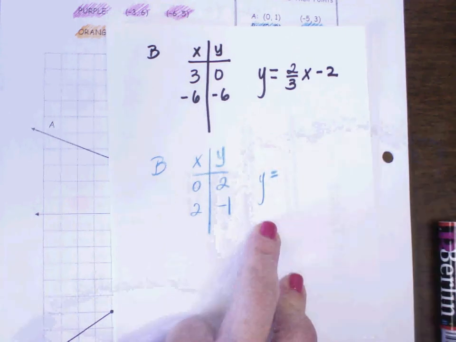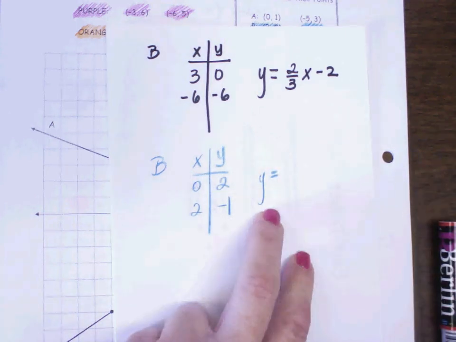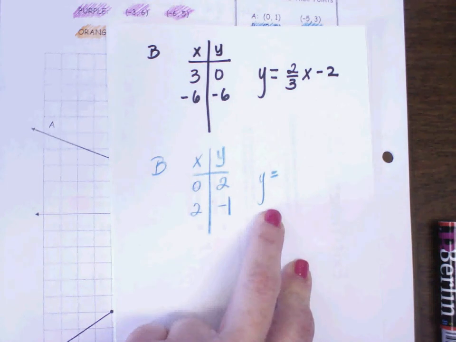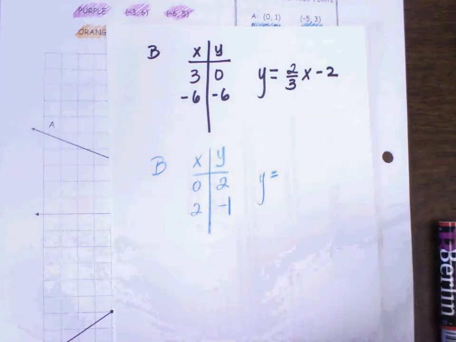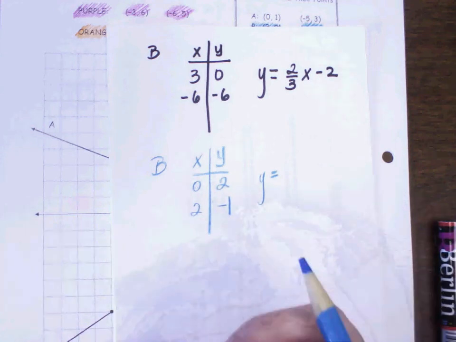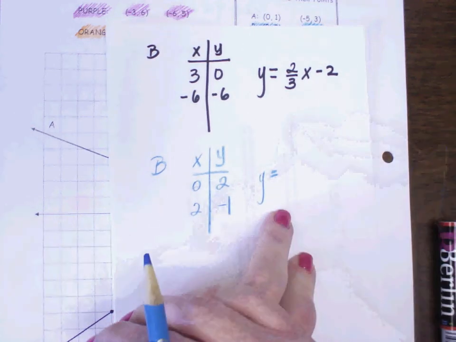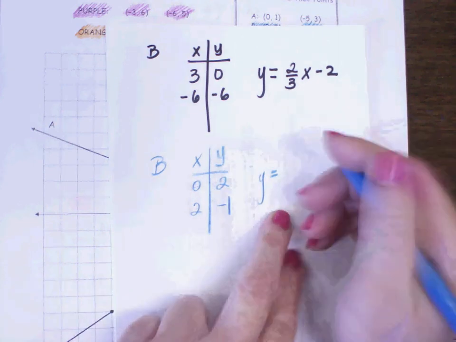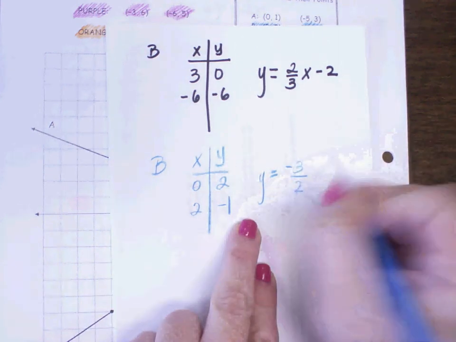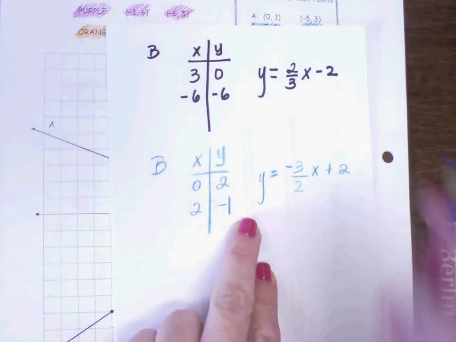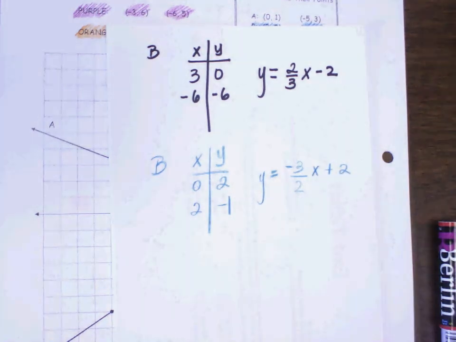All right, so do the line regression for blue. I don't want it as a decimal. I never want it as a decimal. Negative 3 halves. It's completely different. Plus 2. All right, so take a look at the slopes and tell me what you notice.